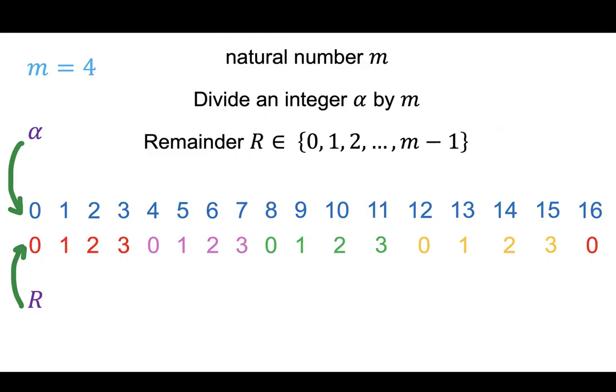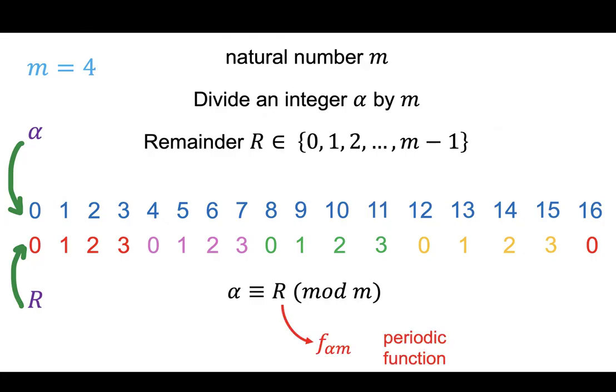The relationship between m, alpha, and r can be written using modular arithmetic this way. So, if alpha is the quantity we keep increasing by 1, this will make r a function of alpha for a given m, and it's going to be a periodic function. In quantum information, a function called the modular exponential function, which is important in Shor's algorithm, is defined in a similar manner to how we define r here.